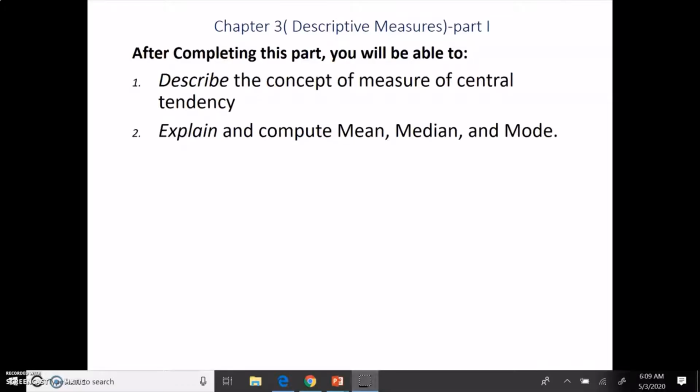Hello everyone. In today's video we're going to talk about the concept of measure of central tendency and explain the concept of mean, median and mode, and we will also discuss how to compute them and the meaning of these three measures of central tendency. So let's start.